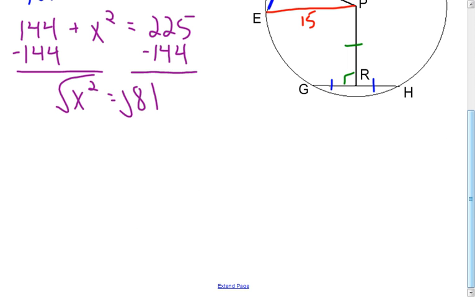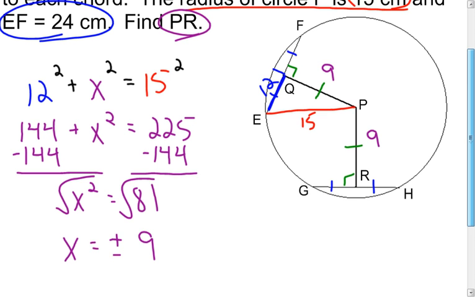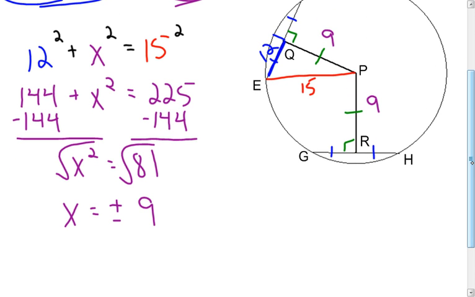Take the square roots. Find out that x equals, remember, when you take the square root in an equation, you're going to get the positive and the negative answer. Being that this is dealing with a length, it doesn't make sense for the negative, so I know that this piece right here is 9, which means this piece is 9, and all I need to do is put my label on there. So to answer my final question, the length of segment PR is going to be 9 centimeters.